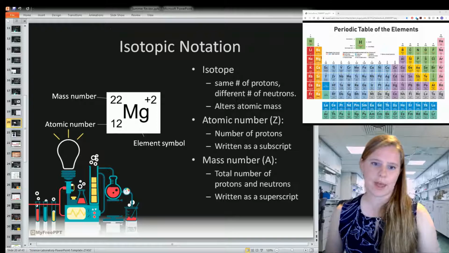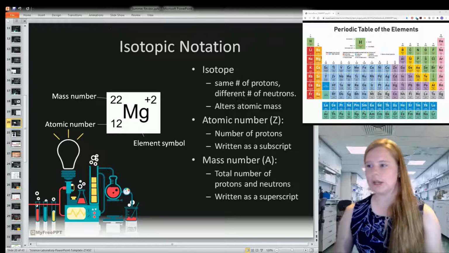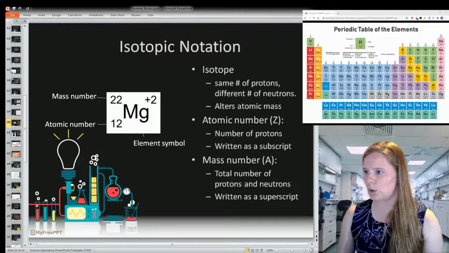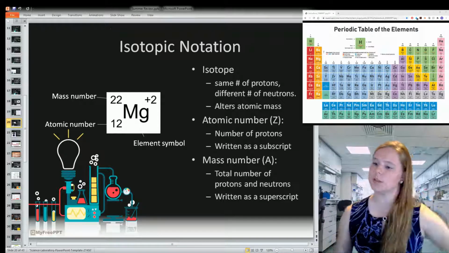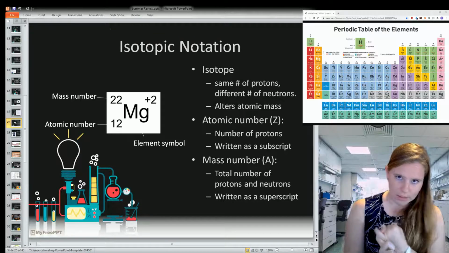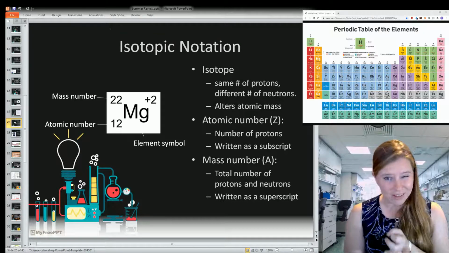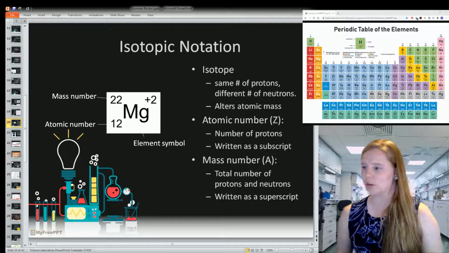So we can also write that like this. It's called isotopic notation. I just told you this: isotope, same number of protons, different number of neutrons. What is that going to do? It's going to change the mass. It doesn't change the element. It doesn't even change how the element behaves, typically, but it can change the mass of that element.